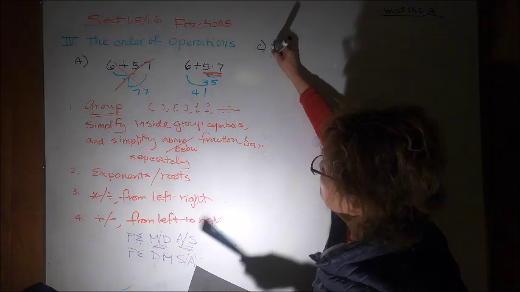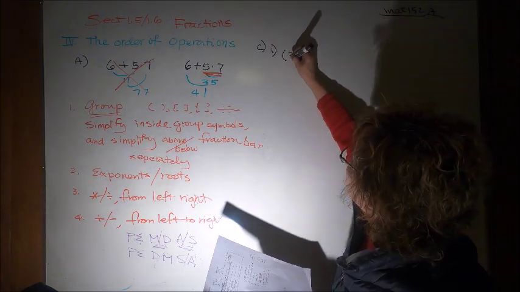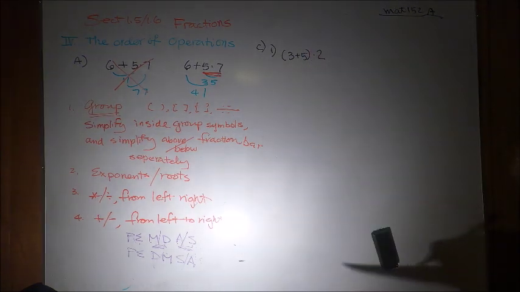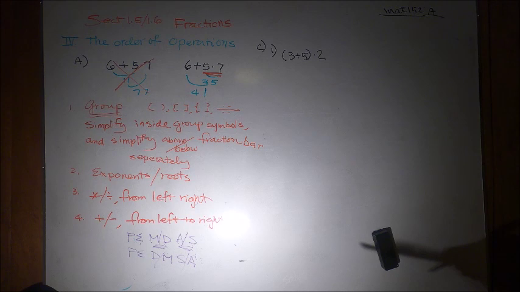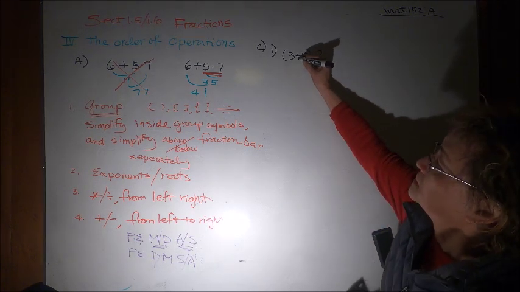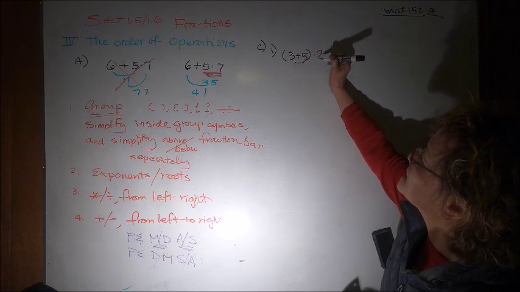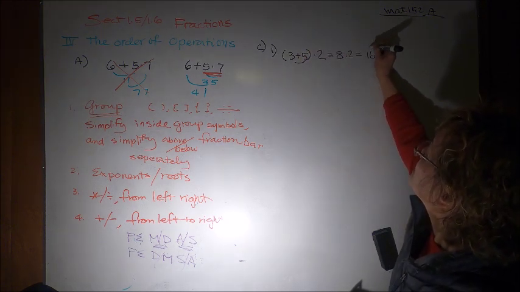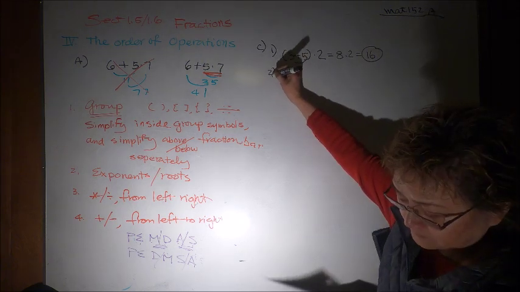Okay, let's do some more exercises. If 3 plus 5 times 2, what do you think you would do first? Grouping. 3 plus 5 is what? 8. So 8 times 2, that's how you do it, right?